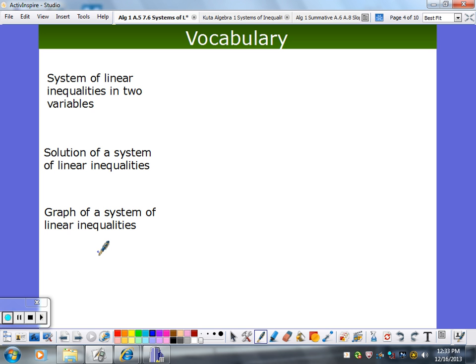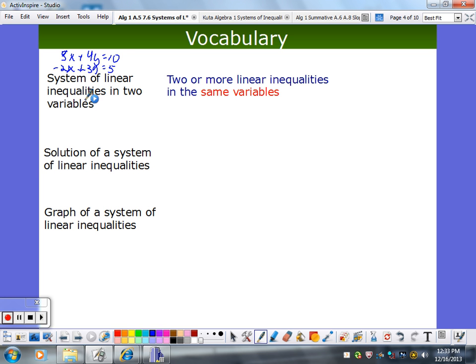So before we do that, let's just look at a little bit of vocabulary. A system of linear inequalities in 2 variables. Now we did this when we talked about equations. Remember what those look like? You can have 3x plus 4y equals 10 and negative 2x plus 3y. Right? This is a system of equations. Now they're going to be inequalities. But again, the x's and y's match. They're the same thing. So maybe this becomes a greater than, and maybe this is a less than. But they look the same.